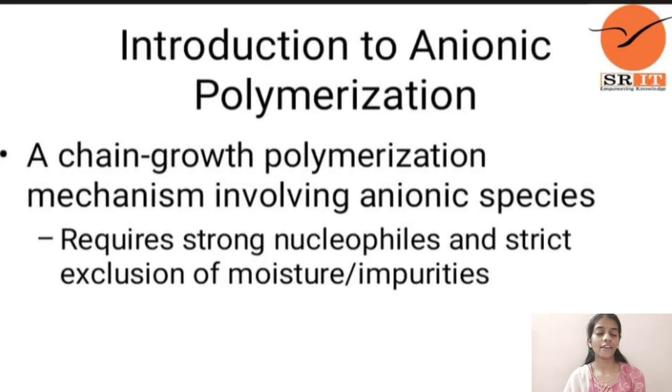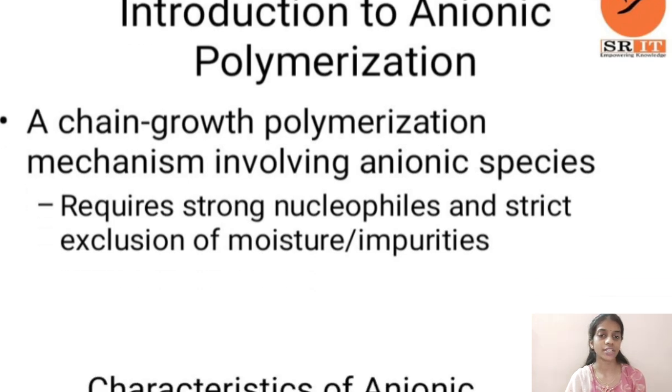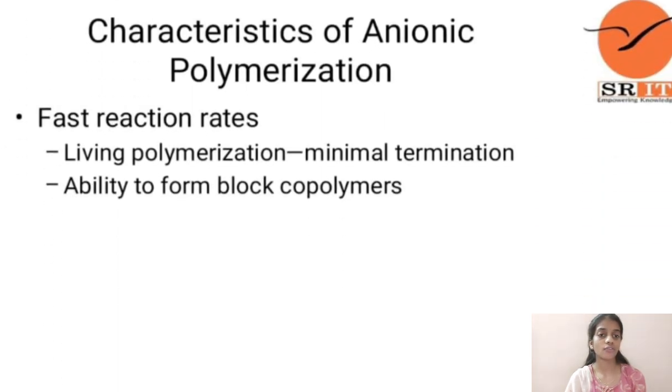In this slide, we have introduction to anionic polymerization, a chain growth polymerization mechanism involving anionic species, and it requires strong nucleophiles and strict exclusion of moisture and impurities. In this slide, we have characteristics of anionic polymerization: fast reaction rates, living polymerization with minimal termination, and the ability to form block copolymers.